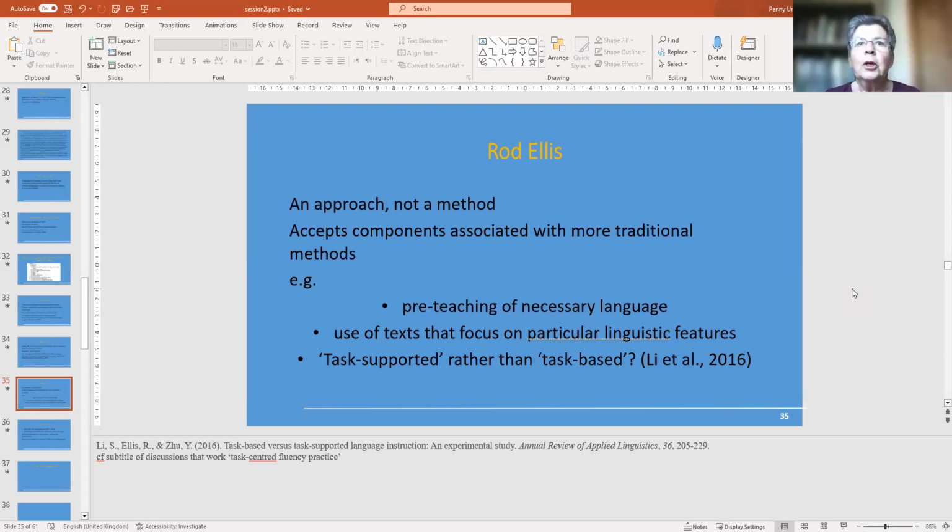And he accepts a lot of components associated with more traditional methods, for example, pre-teaching of necessary language, use of texts that focus on particular linguistic factors, so actually not using natural authentic text, but, as it were, engineering your texts so that they provide the language that you want your students to learn. And then there's this phrase, task supported rather than task based, in research which Lee, also Ellis, did in 2016.